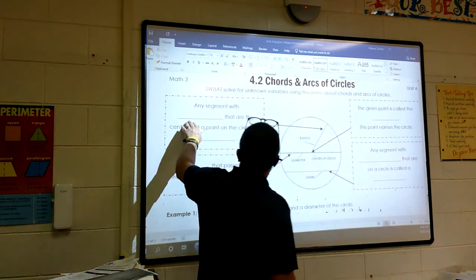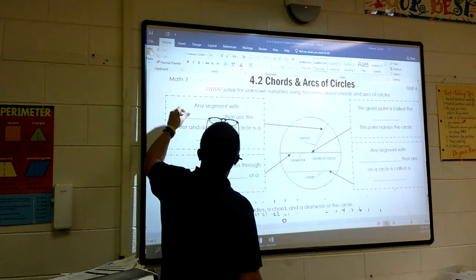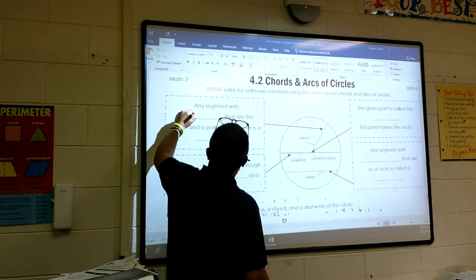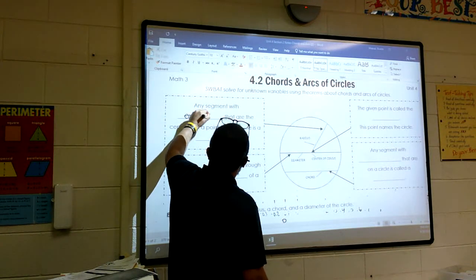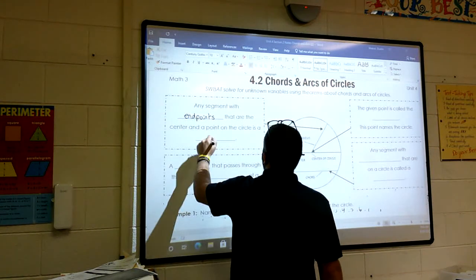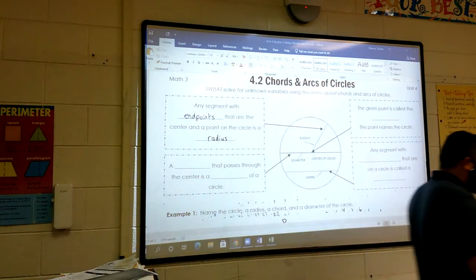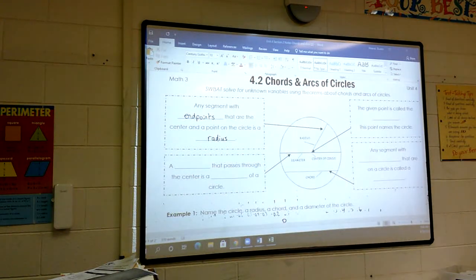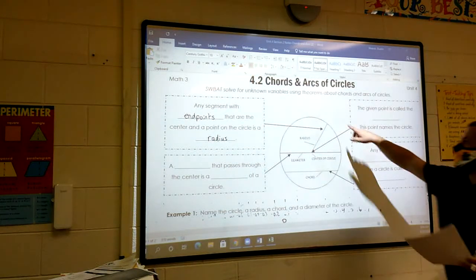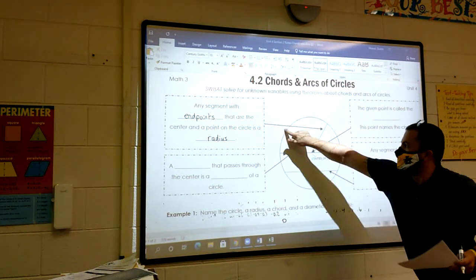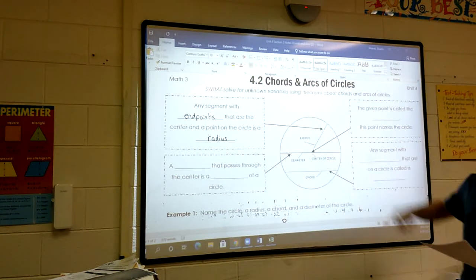So the first thing is we're looking at this line right here. It says any segment with endpoints, so these are endpoints, that are the center and a point on the circle is a radius. So anything that has two endpoints where one end touches the circle and the other end touches the center, that's called a radius. Again, you should know that the radius goes from the center of the circle to a point on the circle. It could be here, it could be here, it could be anywhere on there.